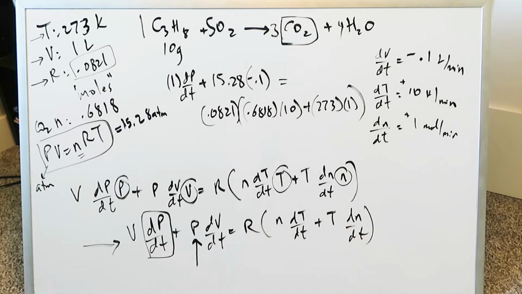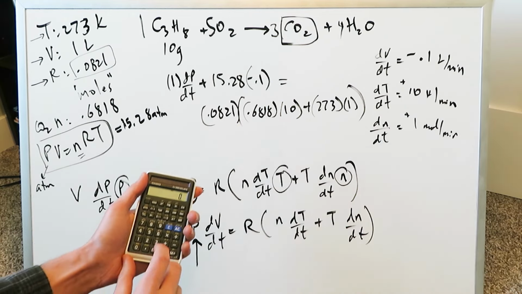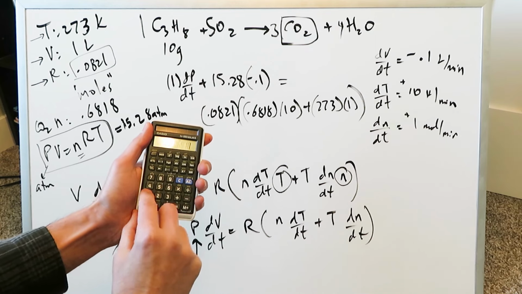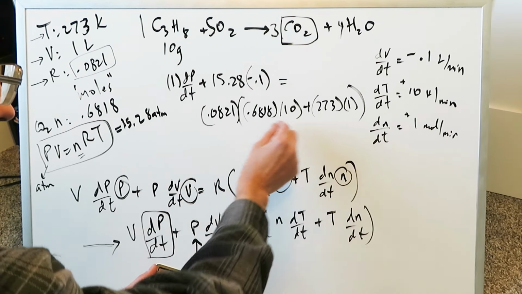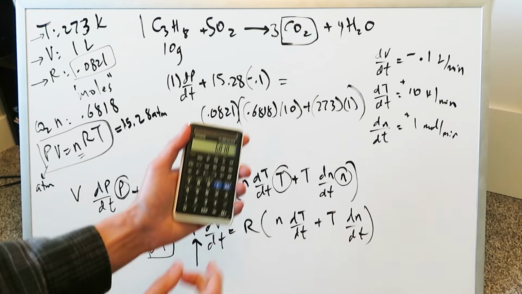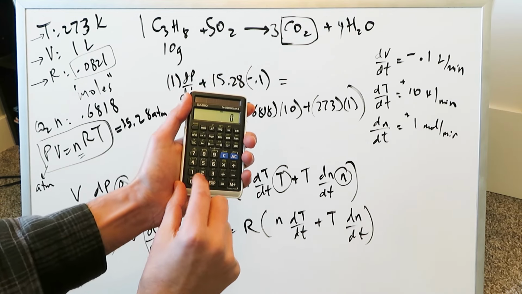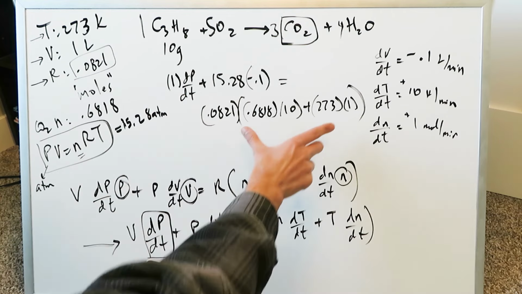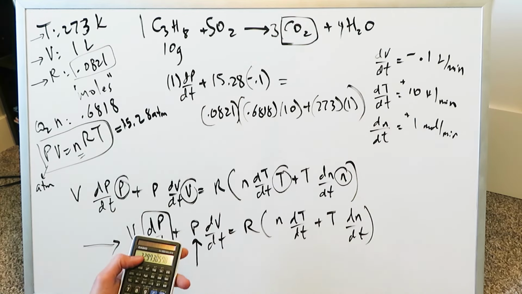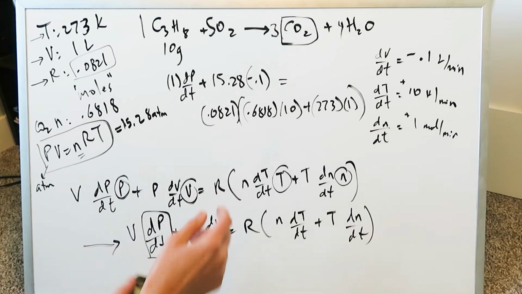And look what will happen. Let's start working here. I'll do 0.6818 times 10. I'm working here from within the parentheses, and I'll multiply with that, the constant, plus 273 times my rate constant 0.0821. I've done all of this. All of this is equal to 22.97. I'm going to save that value. Now I'm going to look at this.